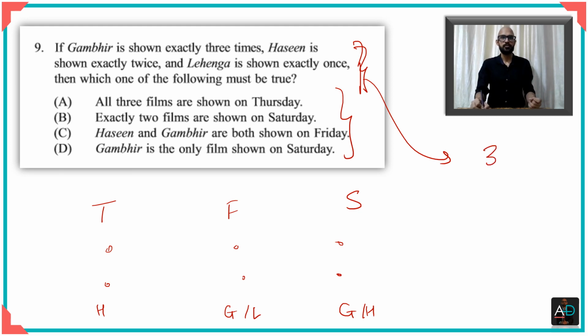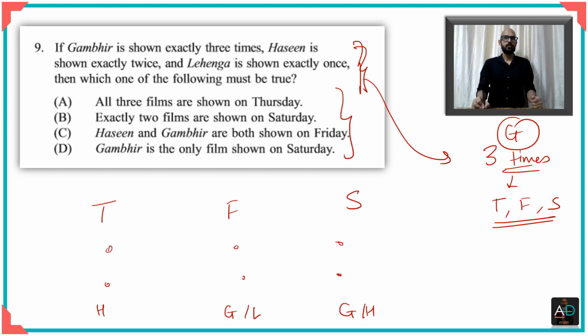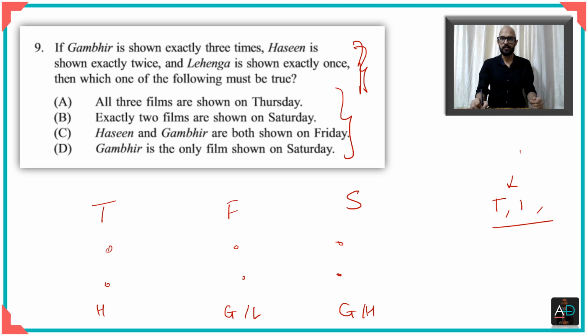So we look at the question stem. It says that Gambhir is shown exactly 3 times. Now I hope you realize that if Gambhir is shown 3 times, Gambhir cannot be shown 3 times on one day. In fact, it cannot even be shown twice on one day. It can only be shown once on one day, which means that Gambhir has been shown on all 3 days, Thursday, Friday and Saturday, right? So let us see how we can fit in this data.